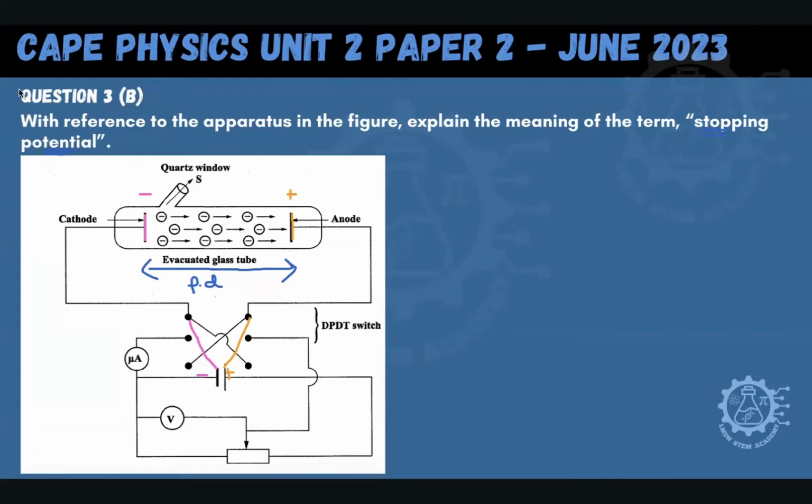Now, what happens if we reverse the polarity? If we reverse the polarity and we make this one now negative and that one positive, what does that mean for our electrons?